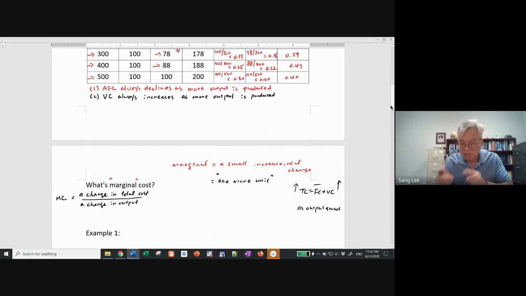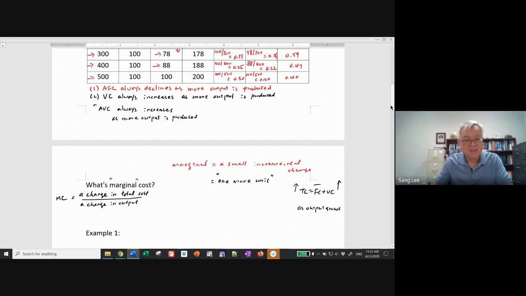Now, here's the tricky part. What if I say average variable cost always increases as more output is produced?